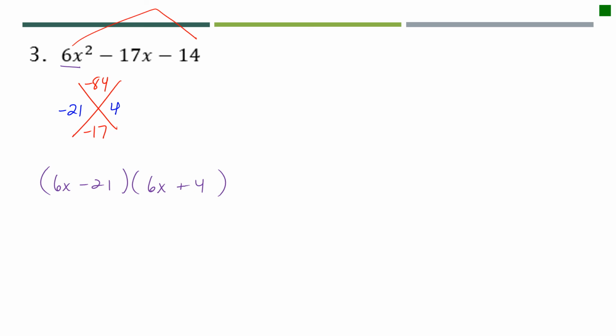So now I'm looking for greatest common factors. This one is a little different than the first two. They both have a greatest common factor. 6 and 21 are both divisible by 3. So that would give me 2x minus 7. And then here, 6 and 4 are both divisible by 2. So this would give me 3x plus 2. So this would be your final answer.